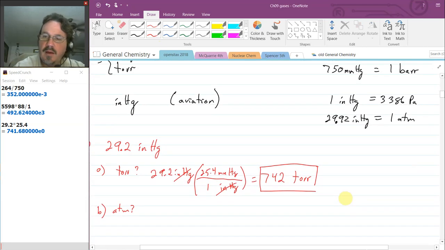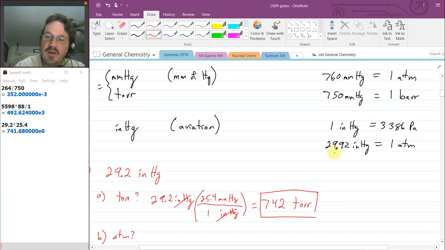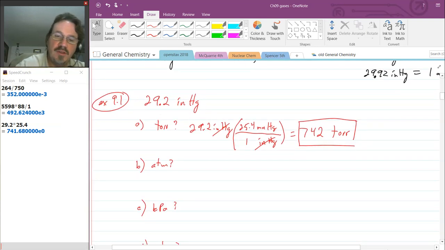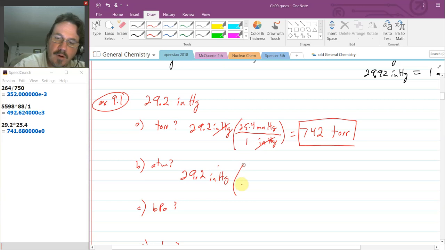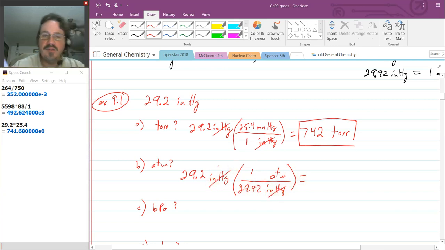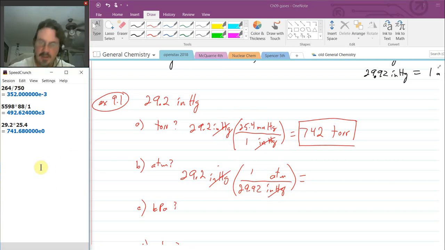Well, again, go back up here. I've got the idea that 29.92 inches of mercury is the same thing as 1 atmosphere. So there's a good conversion right there. I can use 29.2. Let's convert. Whoops, I forgot to put my units. That was supposed to be in inches of mercury. We're going to convert that to atmospheres. So inches of mercury on the bottom, atmospheres on the top. 1 atmosphere is the same thing as 29.92 inches of mercury. That cancels. Back to the calculator.